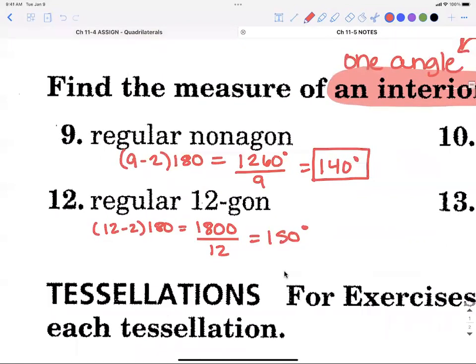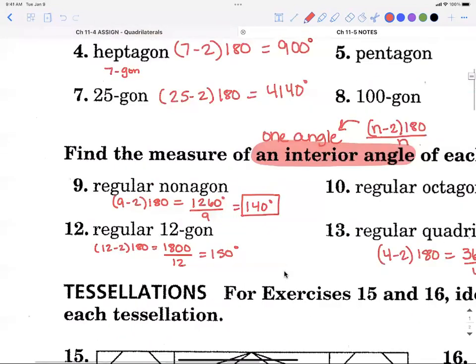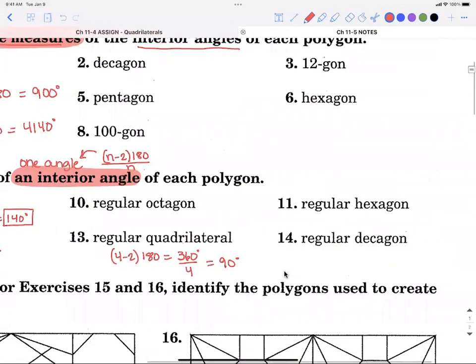And I think I was looking at your homework. It looks like you get some decimals. Which ones gave you decimals? If you have a heptagon, how many sides are in a heptagon? 7? Yeah, 7 in a heptagon. So we take 5 times 180.